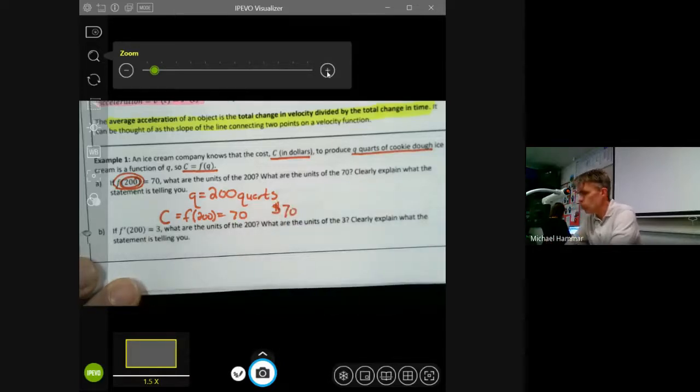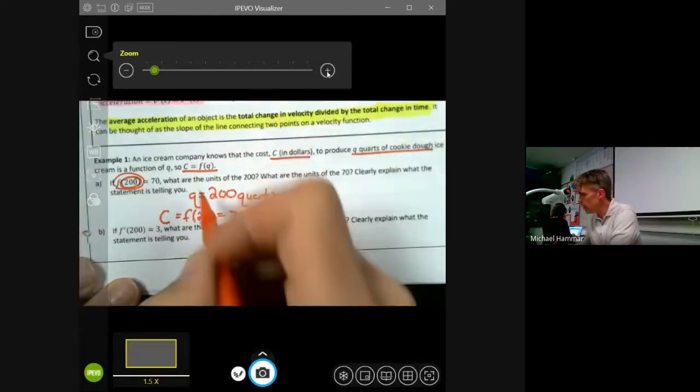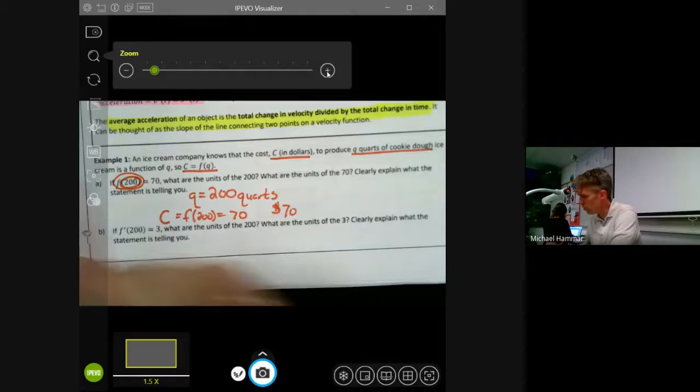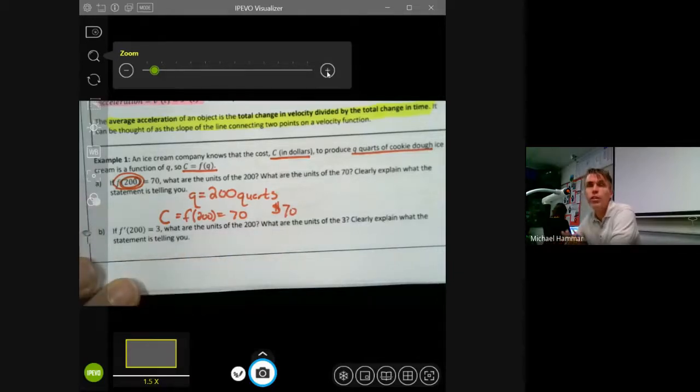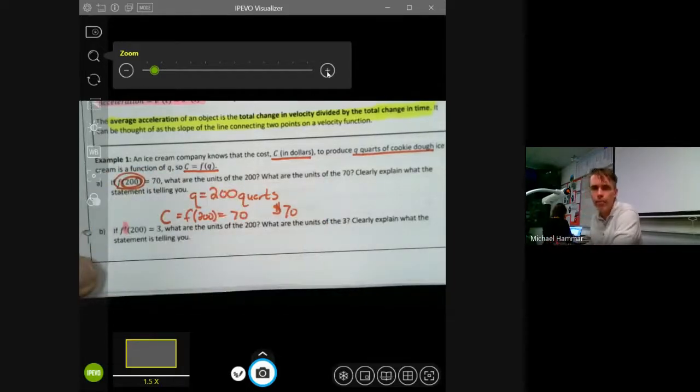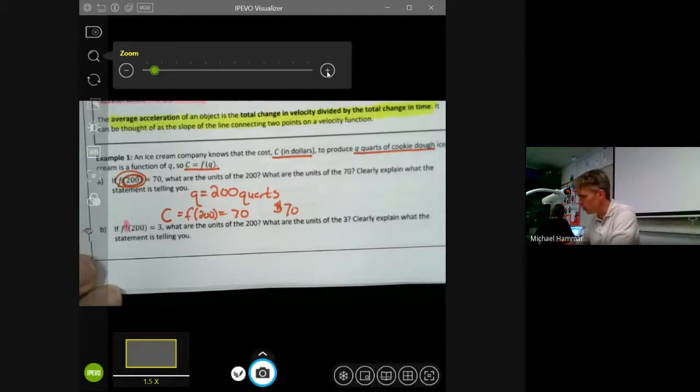Okay? So when we take a look at this and we break this down, the thing in the parentheses is going to have one label, and the thing outside the parentheses, or in the equation here, is going to have another, and it's going to be clearly defined in your problem. So now, let's look at the next one. Notice there's one minor change with the next one. That minor change is this is f prime of 200 equals 3.